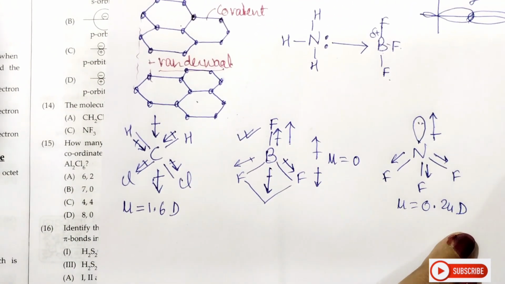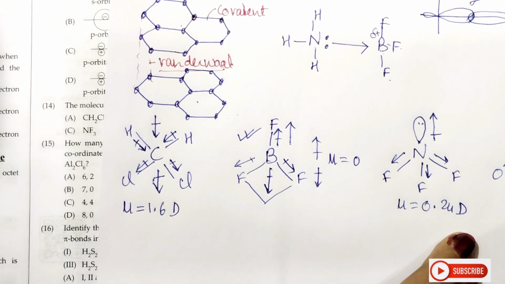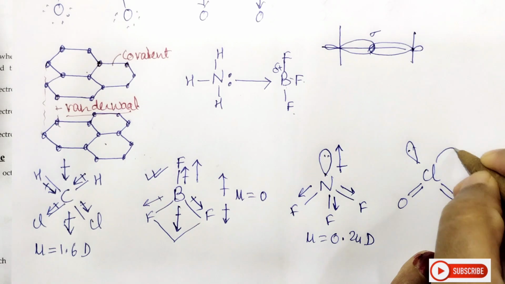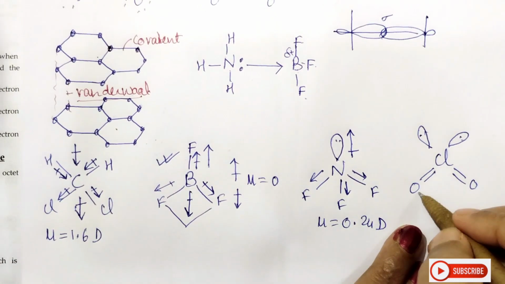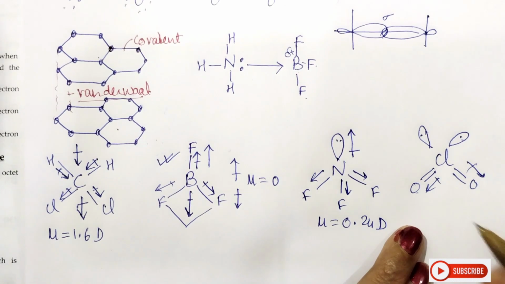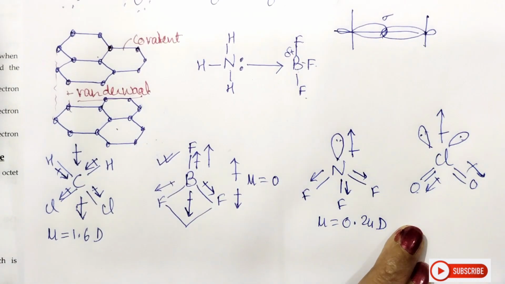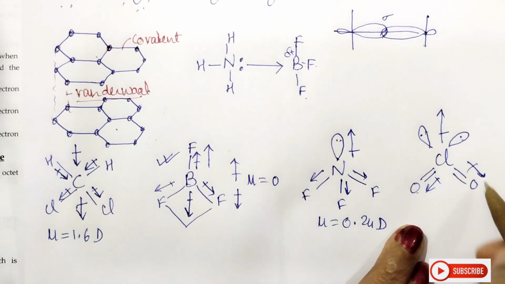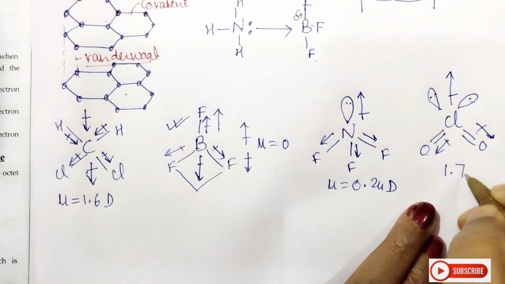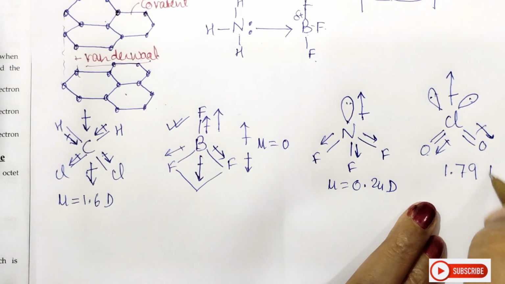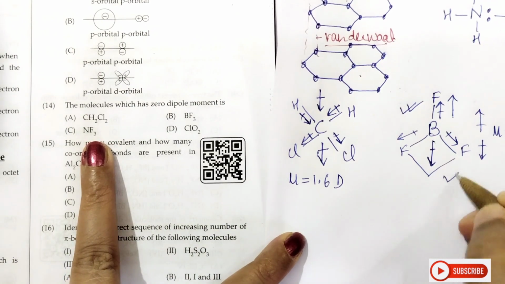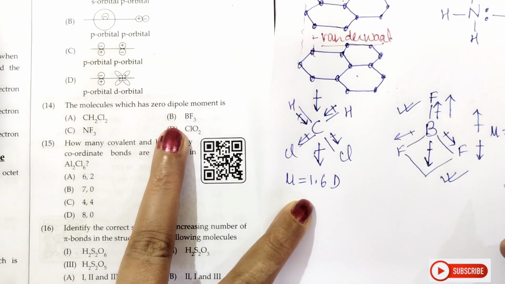ClO2 will have a structure of Cl with double bonded oxygens in this way, and it will have lone pairs in this manner. So students, you know oxygen is also electronegative, so it will have a pull in this direction, while the lone pair will have pull in this direction. So the pull of the lone pair is of course more, and it will show a dipole of nearly 1.79 D. So the molecule which is showing 0 dipole is BF3. So your answer is second option.